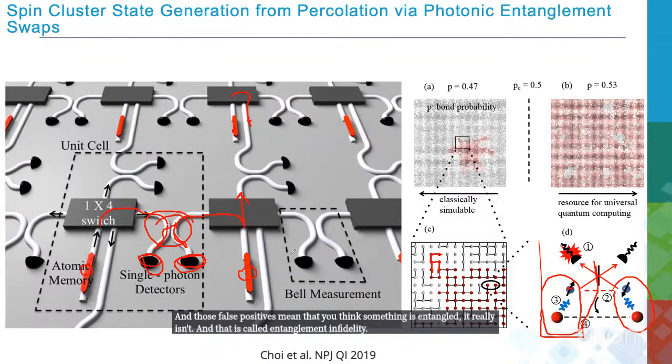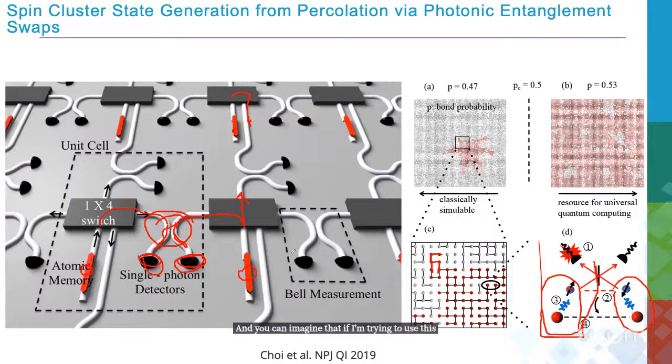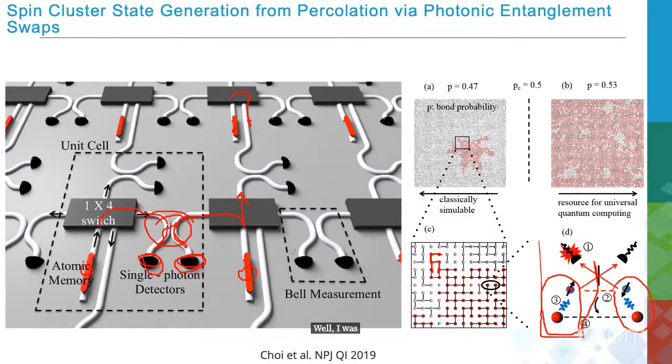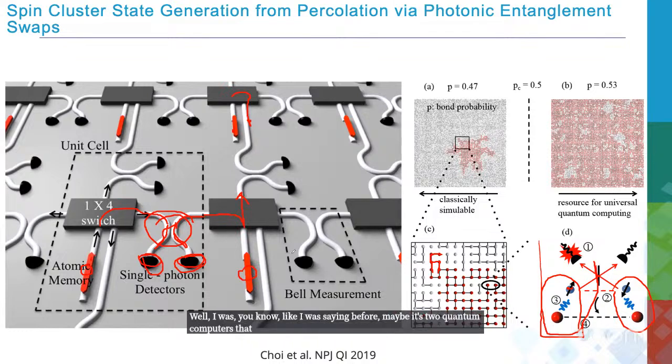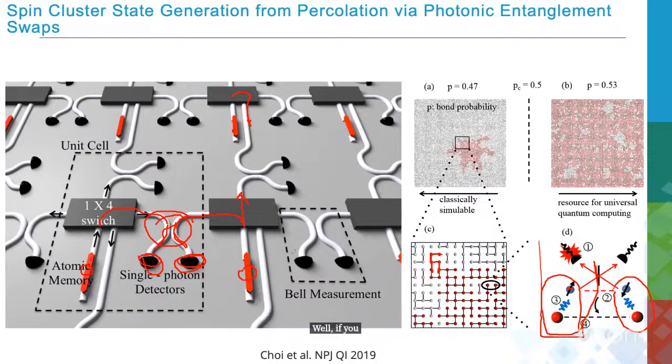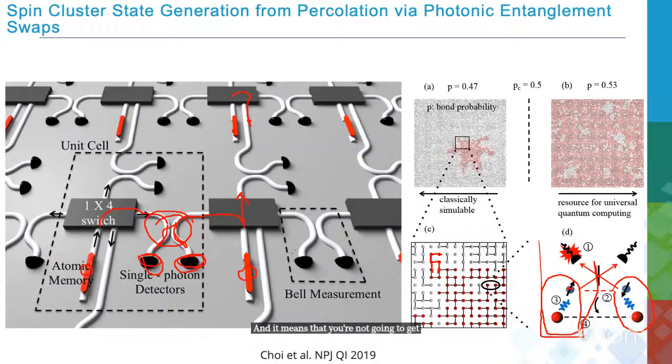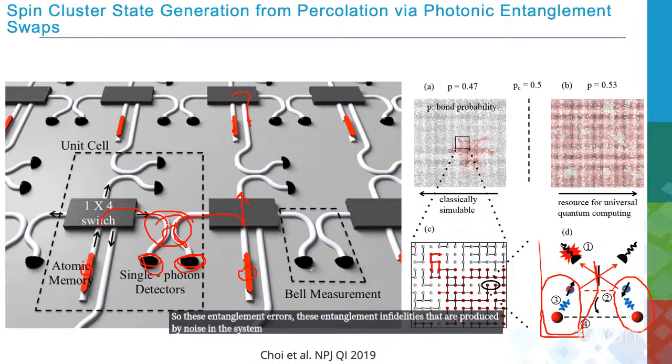And you can imagine that if I'm trying to use this to connect two things quantum mechanically together, and I think that they're entangled and they're not, well, like I was saying before, maybe it's two quantum computers that are connected together. This one's doing something very particular, this one's doing something particular, and they're counting on being able to make measurements over here that instantaneously affect and change the states over here. Well, if you're doing that and it's not actually changing the states because they're not entangled, that's an error in your quantum computer. And it means that you're not going to get the right answer in your quantum computation. Okay, so these entanglement errors, these entanglement infidelities that are produced by noise in the system mean that I will have some error in whatever I'm trying to do with the quantum systems that are being connected.